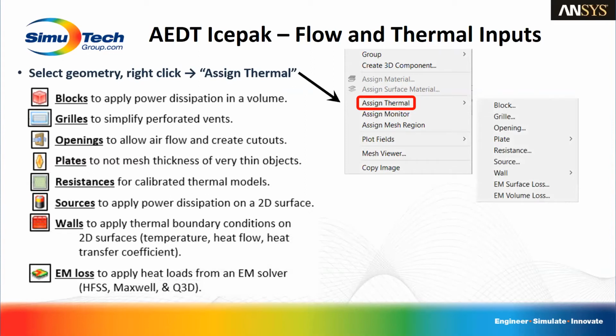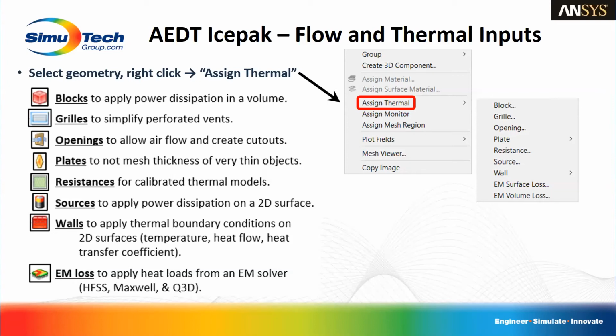So you can identify objects as either blocks or sources, which are typically your power dissipating objects. Blocks are 3-dimensional, so they apply the power dissipation in a volume. The sources are just 2D surface representations of power dissipation. And then you have plates, for thin objects. It's almost like a surface object in structural modeling. It's a 2D representation of something that you don't want to mesh the thickness of, but you need the representation of it there.